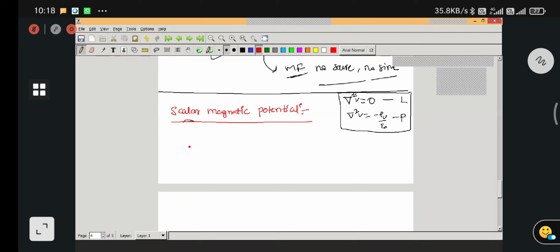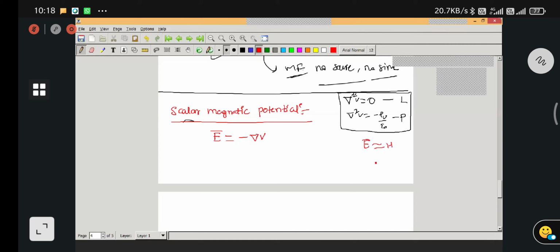As in electrostatics, the E relation is E equal to minus del V, the gradient of the scalar potential. Del V is a vector differential operator, so we discuss the gradient of V, which gives magnitude and direction.